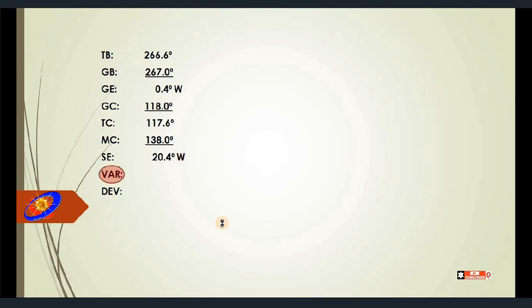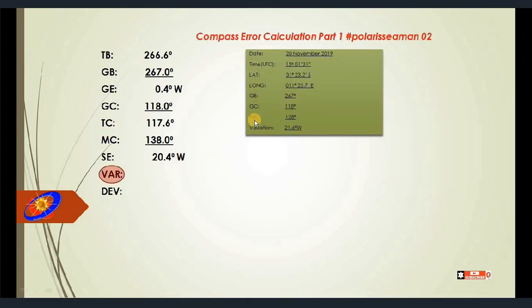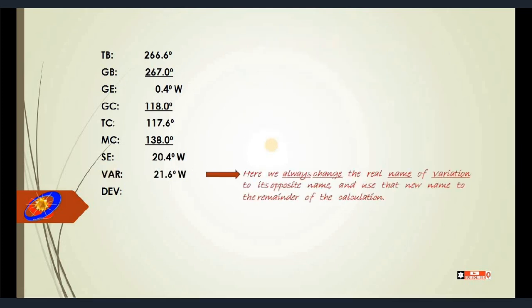For the variation, as for the newbies who have not yet seen the first video, there I explained how I get this variation from the available data from the ECDIS. Just check out the first video, guys. The variation is 21.6 degrees west. Here we have rules in order to get the deviation.